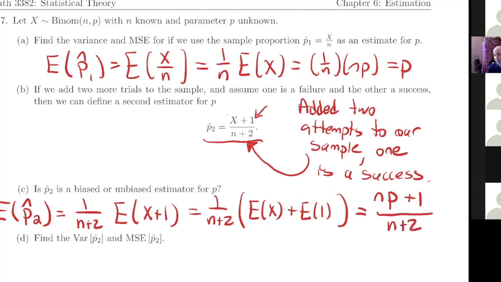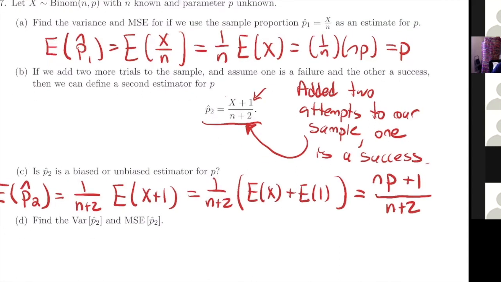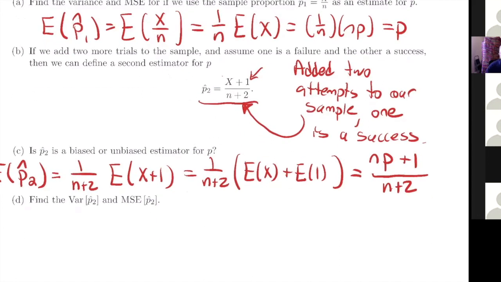And so we see here that we actually do not get an unbiased estimator. We are not getting P back. So this one is a biased estimator. Okay, any questions?